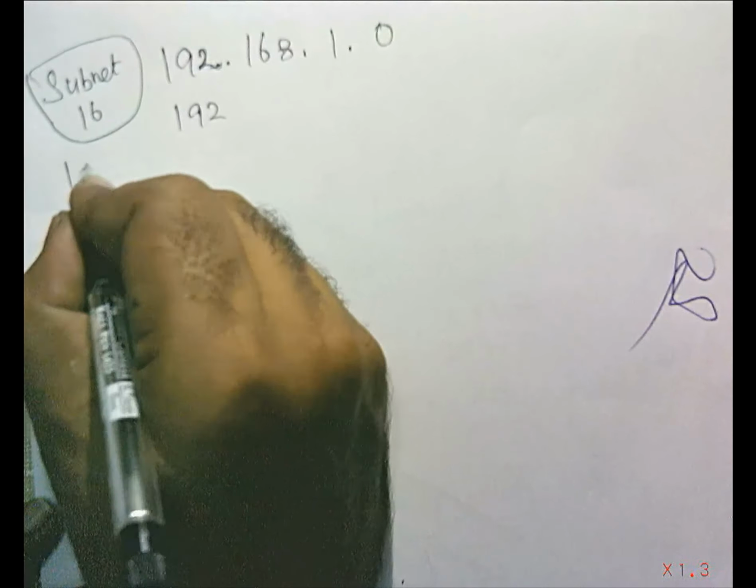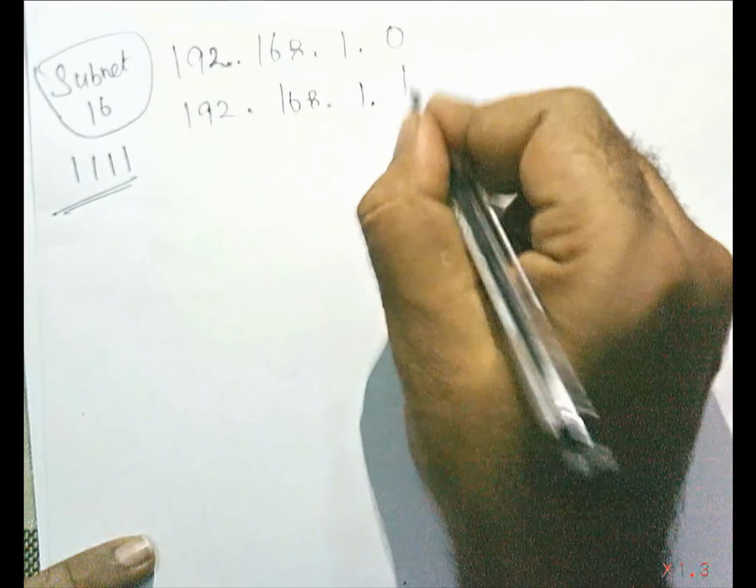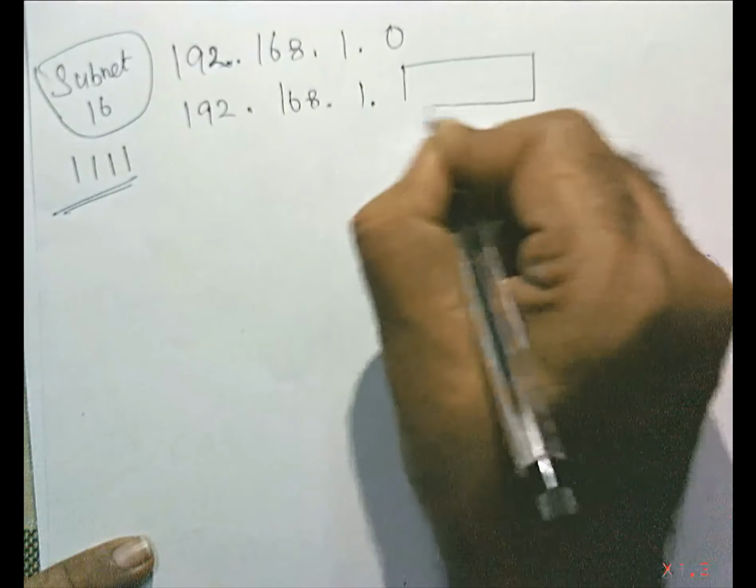So 192.168.1 dot, 4 bits borrowed here, 1 2 3 4, so 4 bits we borrowed here, so I'm going to write the subnet ID here.